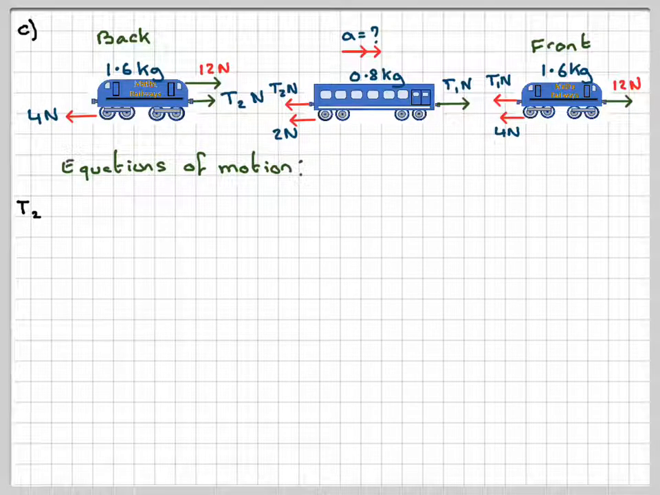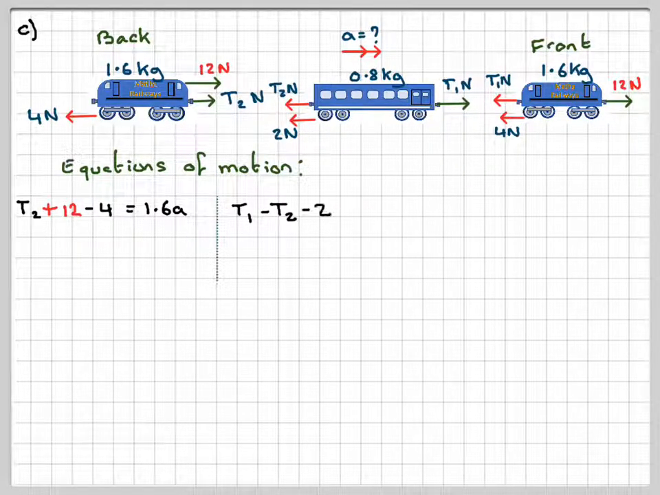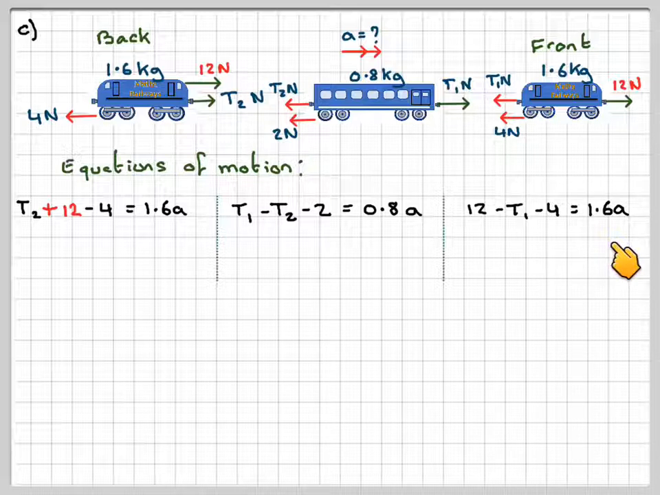So this one's going to be T2 plus 12, because they're both acting in the same direction, minus 4 is going to be equal to 1.6 times A. This one is going to be T1 minus T2 minus 2 is equal to 0.8A. It's not going to change, but the value of A will be different. And this one will be 12 minus T1 minus 4 is going to be equal to 1.6A.